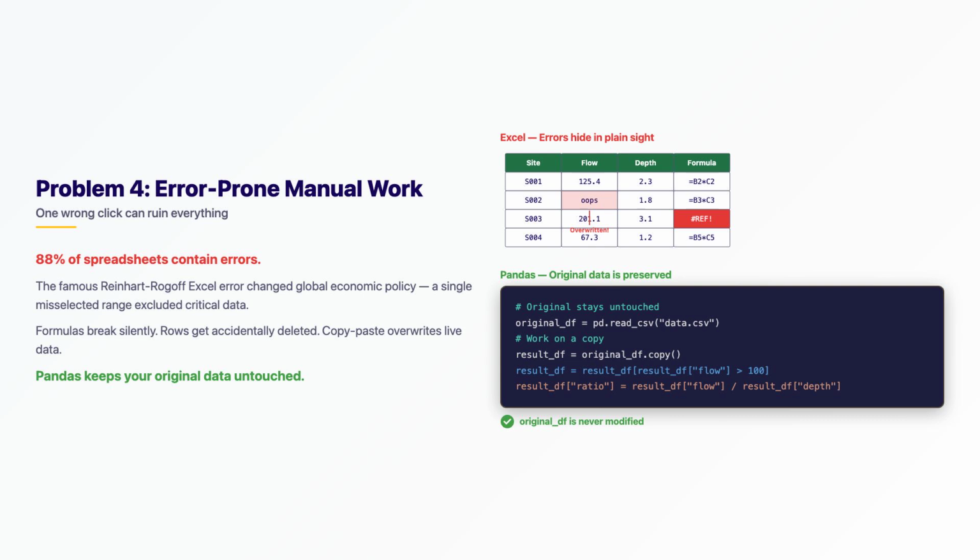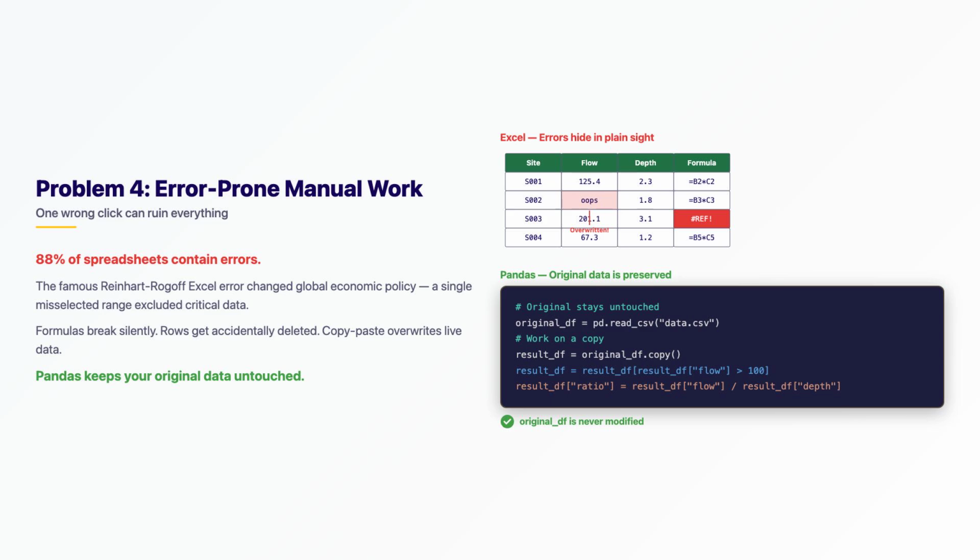Hidden errors lurking in merged cells. These are not theoretical problems. One of the most famous examples is the Reinhardt and Rogoff economic study published in 2010. A simple Excel error, where certain rows were accidentally excluded from a formula, led to incorrect conclusions that influenced global economic policy for years. In Pandas, your original data is never accidentally overwritten.